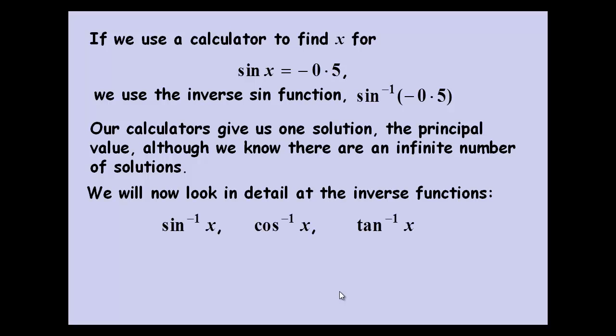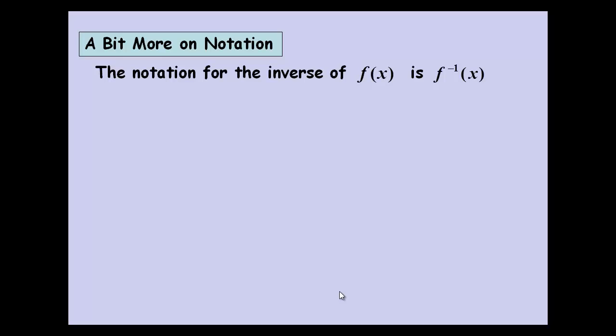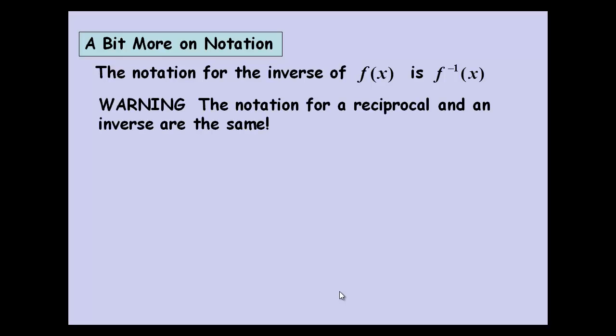We're now going to look in a little bit more detail at what these inverse functions are and what their graphs look like. Firstly, let's just clarify the notation. We use the term f minus 1 of x to denote an inverse. But with trig it does get a little bit complicated.